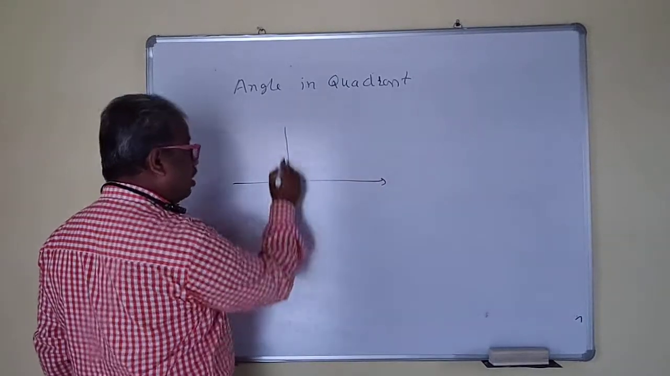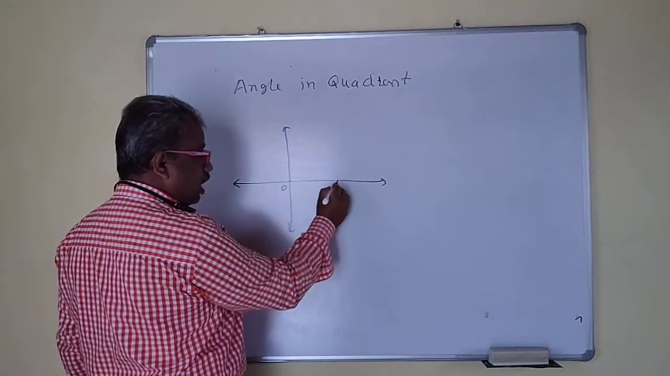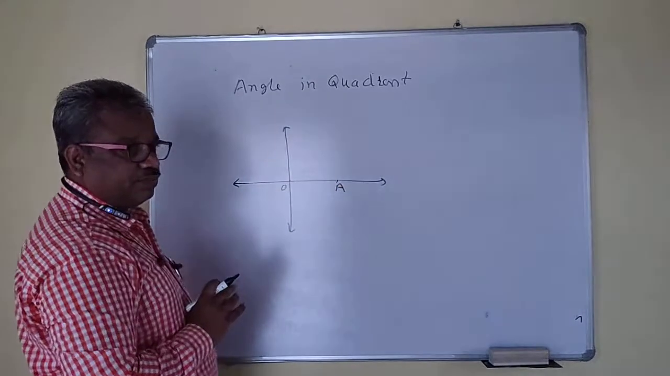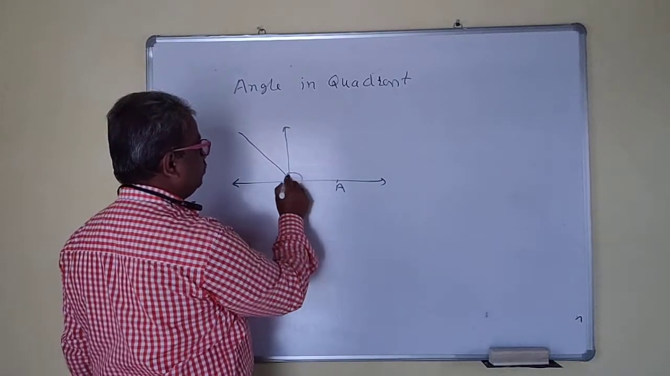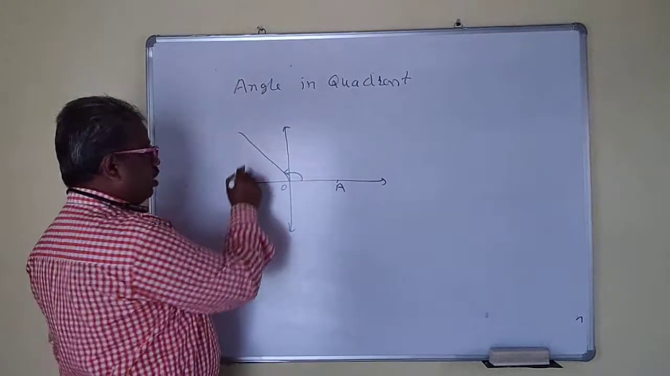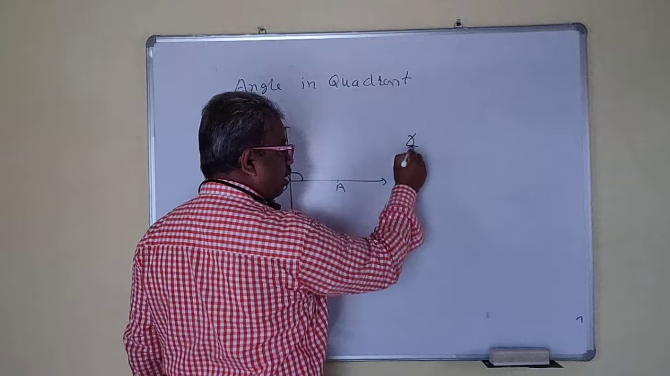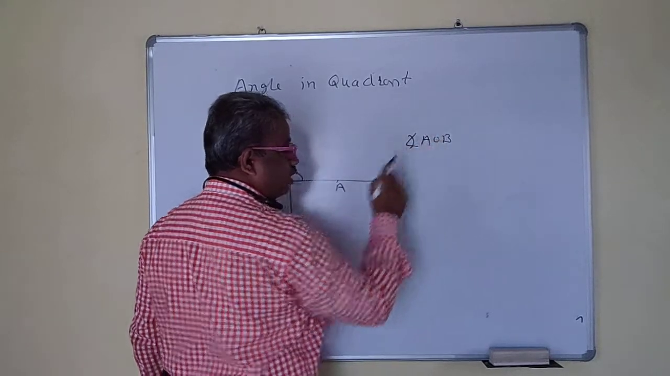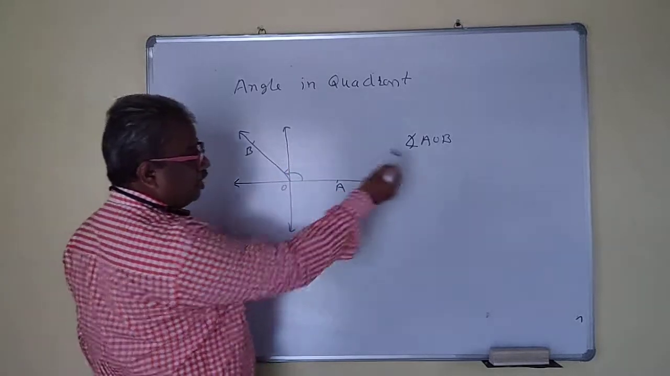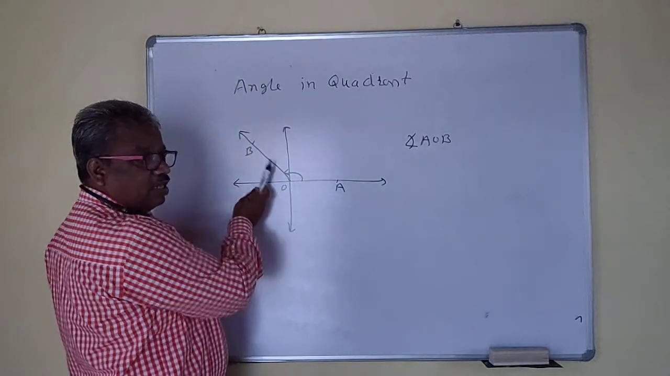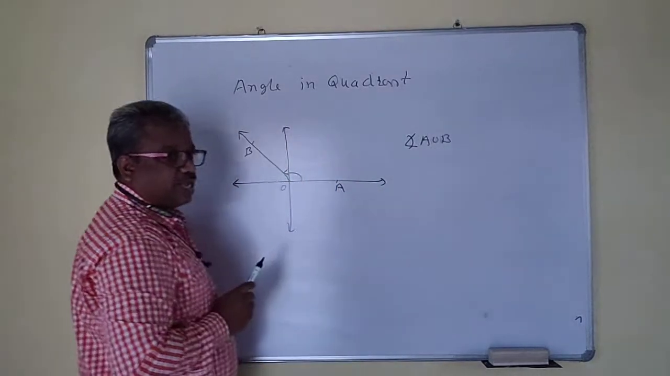this angle should be in the standard position. Angle in standard position means what? The initial arm is on the x-axis, right? And now suppose this is the angle in standard position. This is B, right? That means the angle AOB is in standard position. Now see the terminal arm. Where is the terminal arm? In the second quadrant. Then we say that this angle is in the second quadrant.